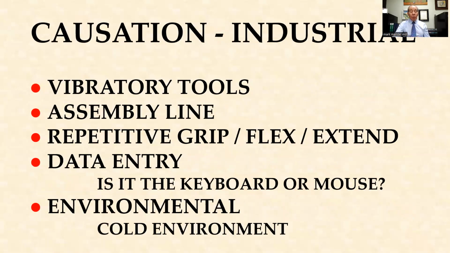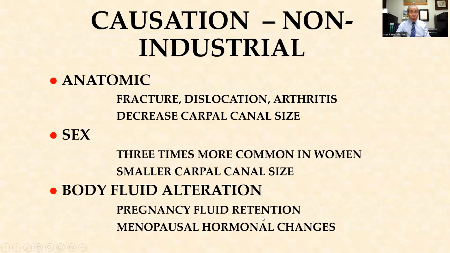Now, how do we get carpal tunnel in the workplace? Well, vibratory tools, assembly line workers, people who do repetitive gripping, flexing, extending. When I first started doing carpal tunnels, and I've done 2,000 carpal tunnel releases, almost every grocery checker had carpal tunnel because they used to flip back and forth, flex and extend over the scanner. Now, if you go to the supermarket, they kind of glide the items so they have a neutral wrist position. And the question is, is it the keyboard, is it the mouse? And there's a high incidence of carpal tunnel in people who work in environments in which you go back and forth between hot and cold.